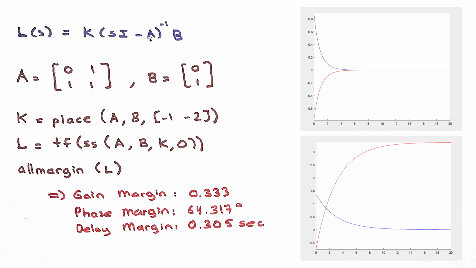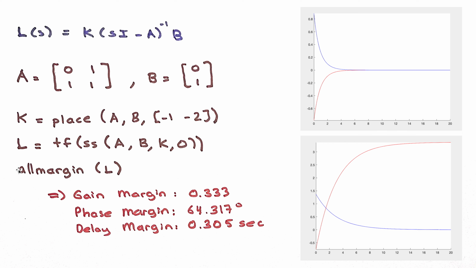A is the system matrix coming from here. B is the input matrix coming here. K is the output matrix coming here. We don't have a direct transmission term, so this is 0. I defined this loop transfer function using the state space formulation. Then I converted it to a transfer function.